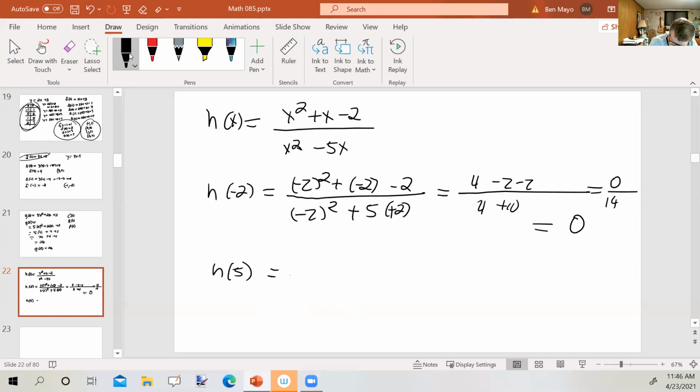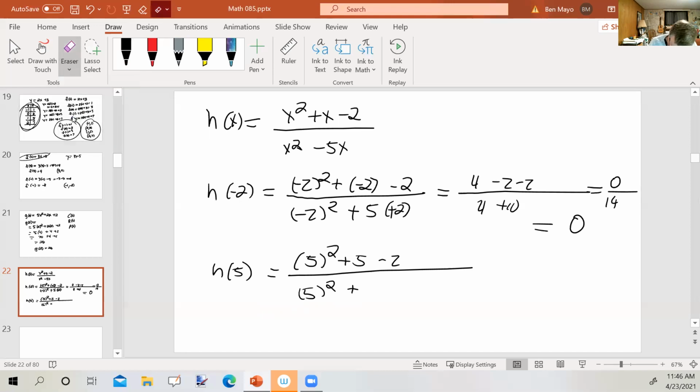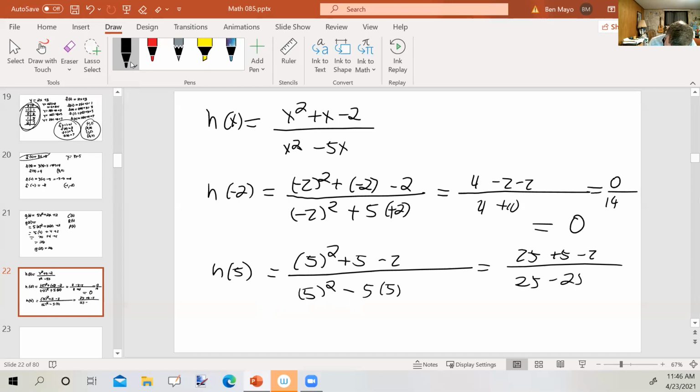Let's take a look at h of 5. That's going to be 5 squared plus 5 minus 2 over 5 squared minus 5 times 5. So in the numerator, we've got 25 plus 5 minus 2. In the denominator, we've got 25 minus 25. So we get what? 28 over 0, which is undefined.